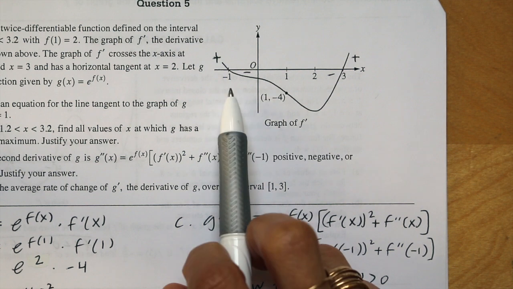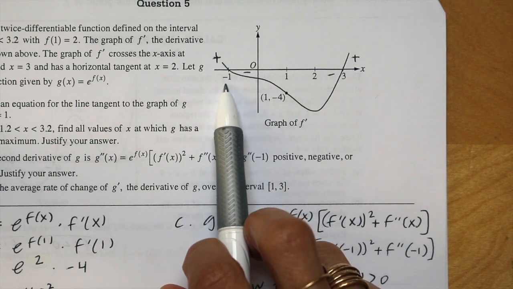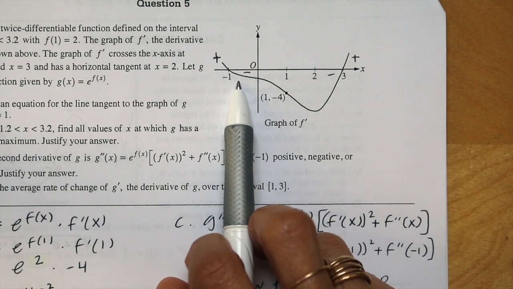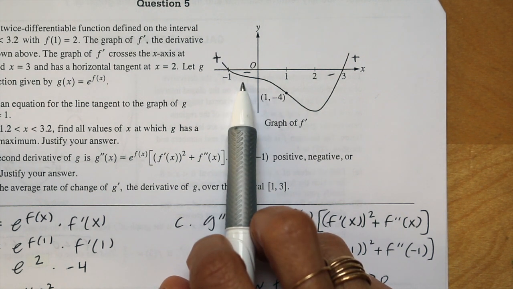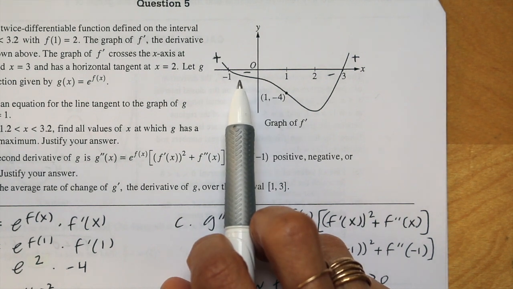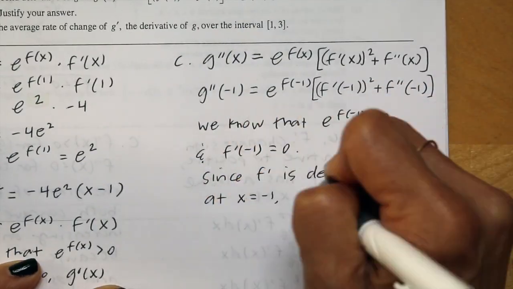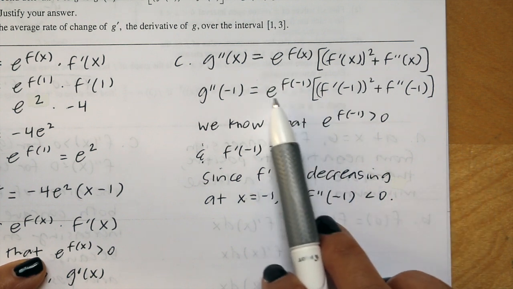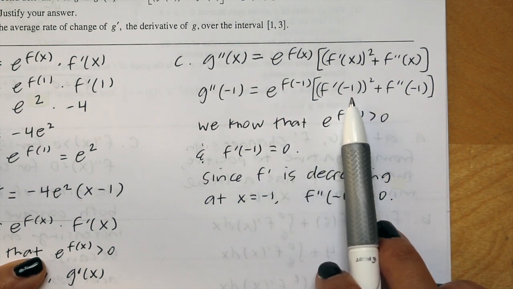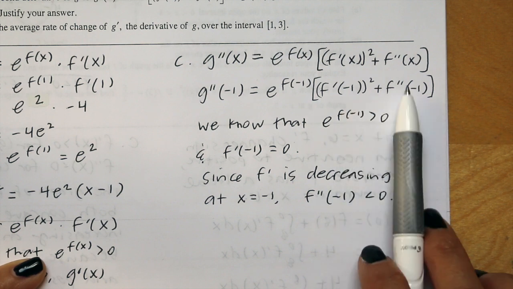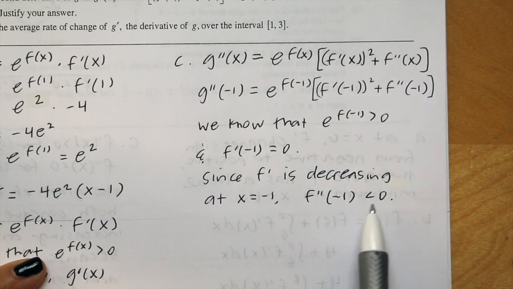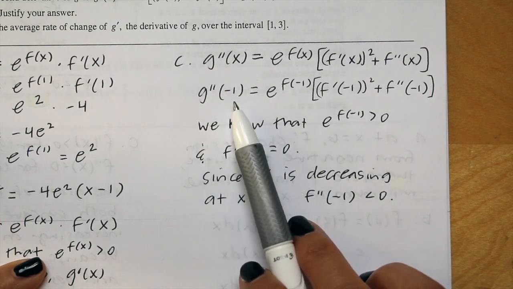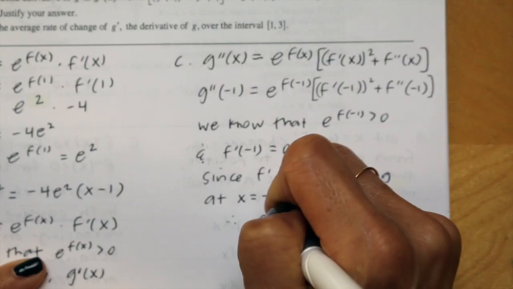Given the graph of f prime, we can look at the graph at x equals -1, and we can see that at x equals -1, f prime is decreasing, which indicates that the second derivative would be negative. So to recap, we know that this term right here is positive. We know that f prime of -1 is 0. And then we have f double prime of -1 is going to be negative. Therefore, we can conclude that the entire second derivative of g at -1 will also be negative.